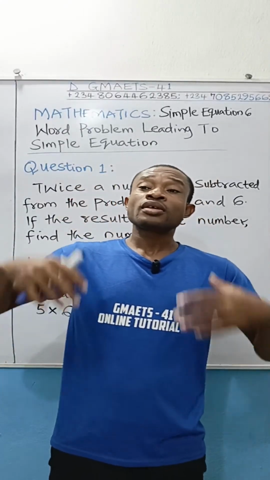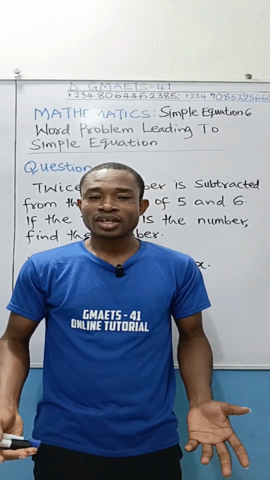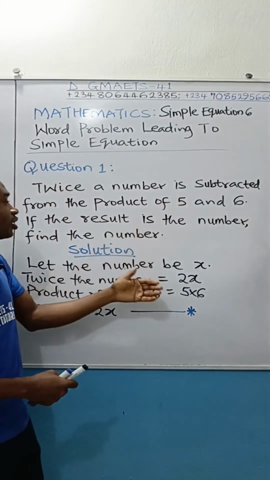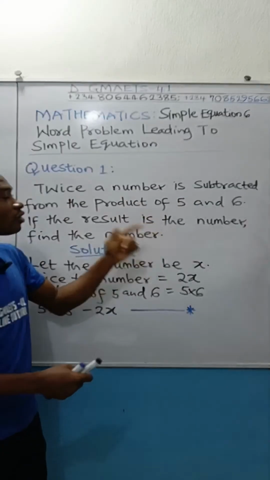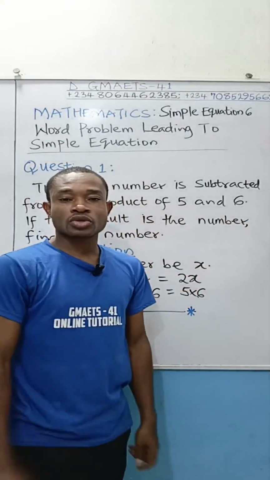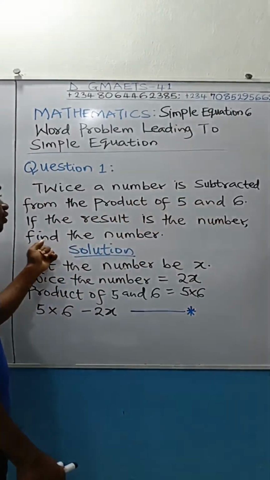The result of something is the final thing that thing became. In mathematics, we use equal to for it. Twice a number is subtracted from the product of 5 and 6. If the result is the number, find that number. That result means equal to.